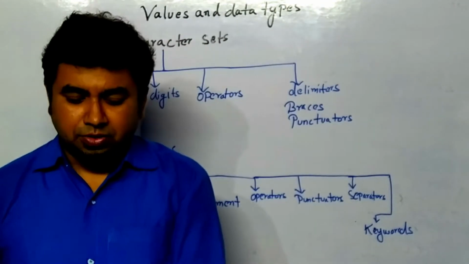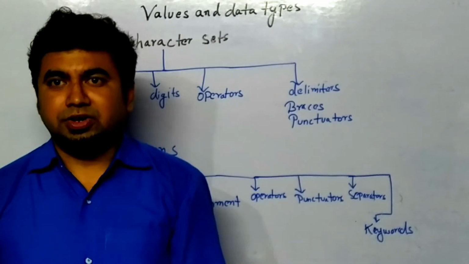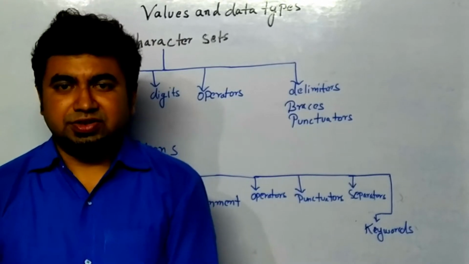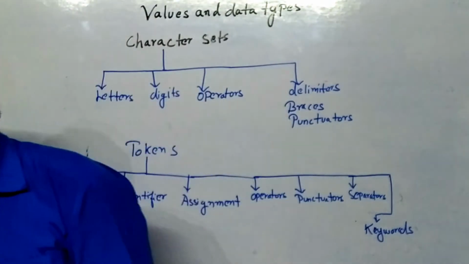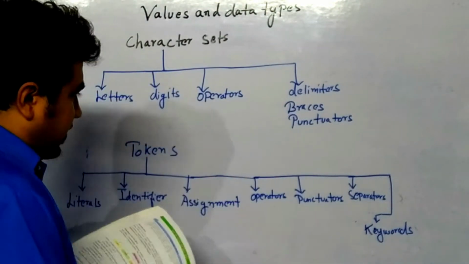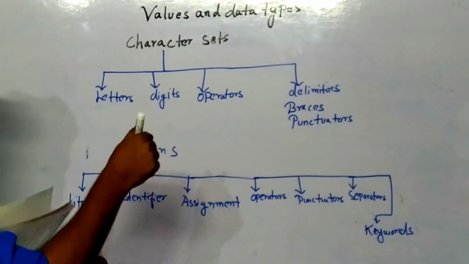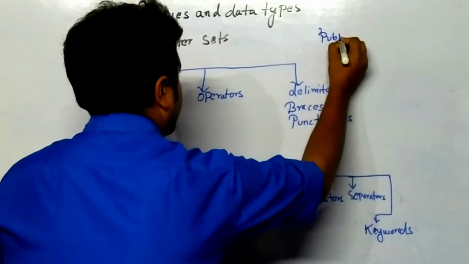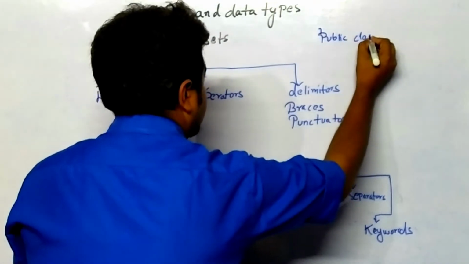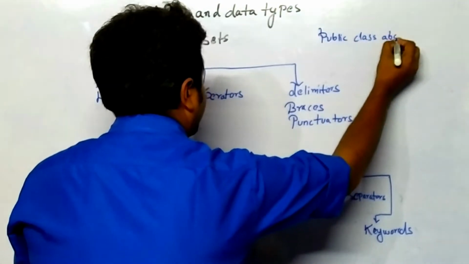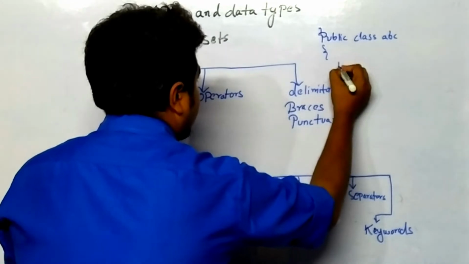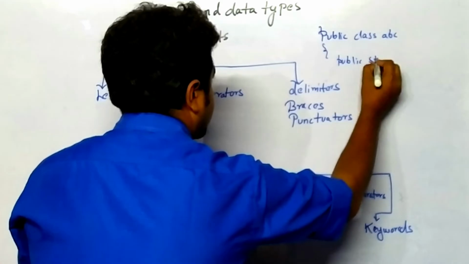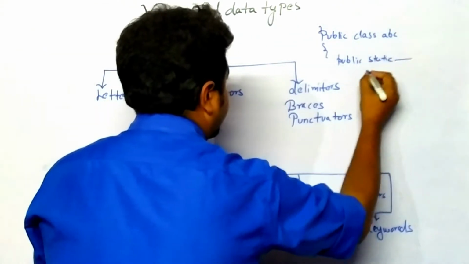Each statement of a computer is formed by using different words. Public you are using, then class, then you are using braces, like you are using many things in a program. Like if you are writing public class ABC, then inside it public static, and like this it would be continuing.